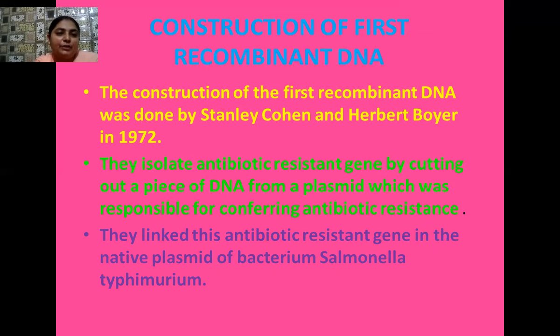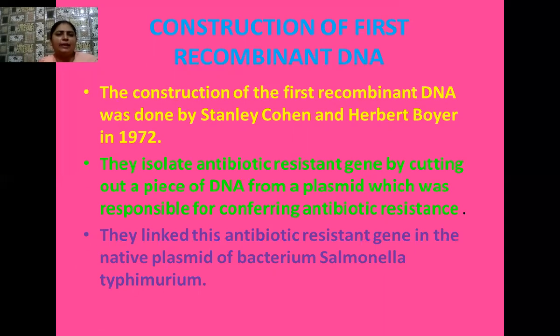Yes, students, here I am going to discuss one historical incident that took place in the year 1972. This is the construction of the first recombinant DNA. How was the first recombinant DNA constructed by two scientists? The construction of the first recombinant DNA was done by two scientists, Stanley Cohen and Herbert Boyer, in the year 1972. What they did was isolate an antibiotic resistance gene from a bacterium by cutting out a piece of DNA which contains this gene from the plasmid found in that bacterial cell.